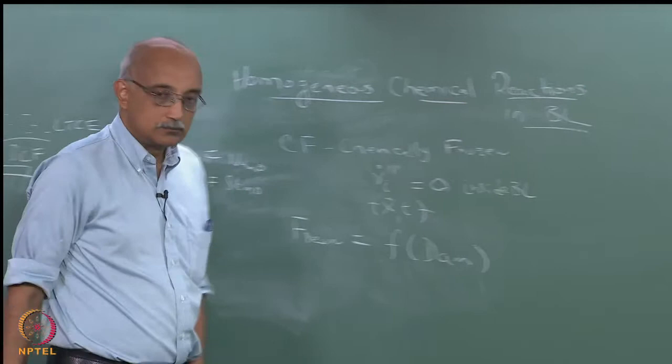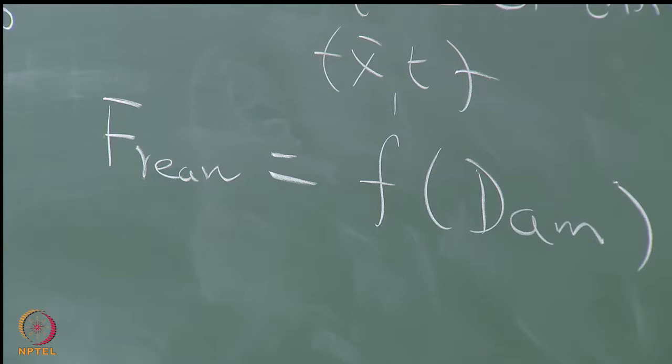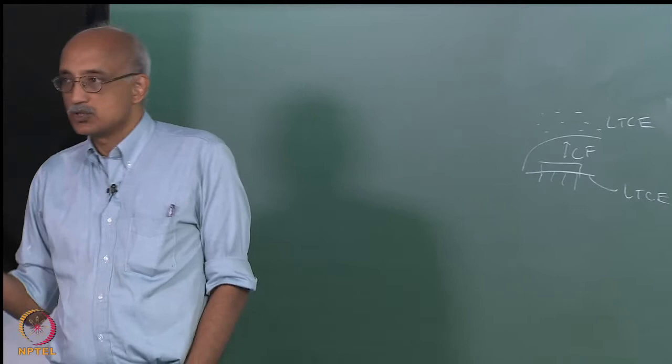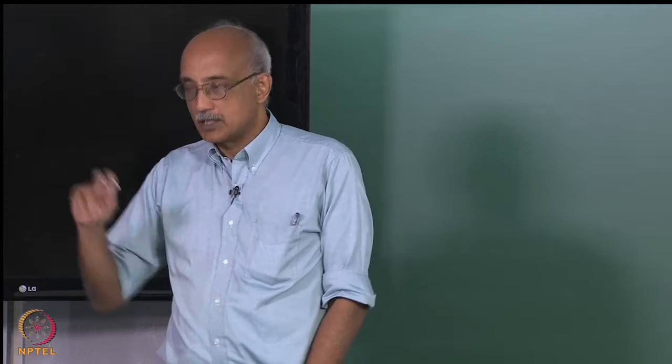Now, I'm sure you have heard of Damkohler number, right? A Damkohler number is a ratio of what to what? What is the basic definition of a Damkohler number? It measures the ratio between two characteristic times. Which are the characteristic times? It's the other way around, T diffusion to T reaction.